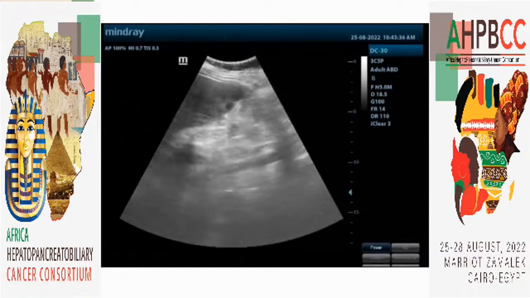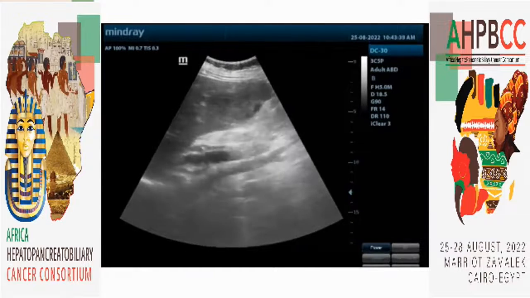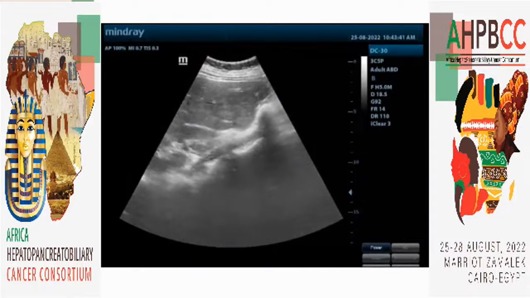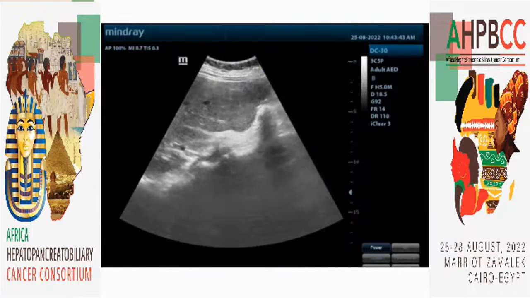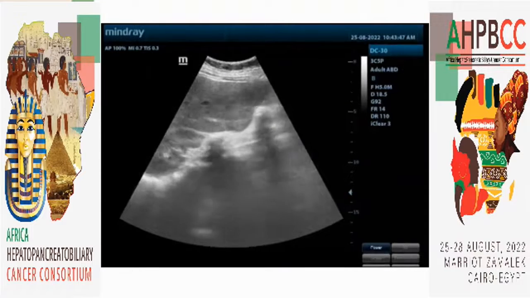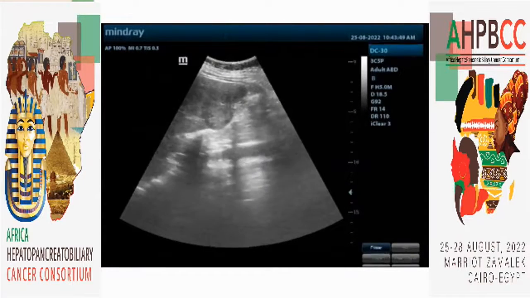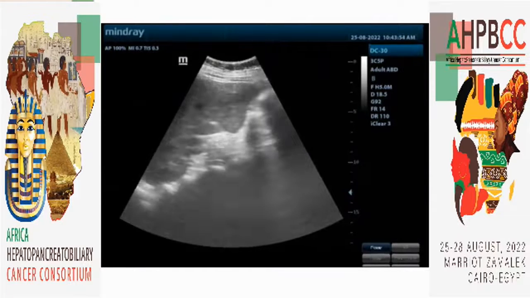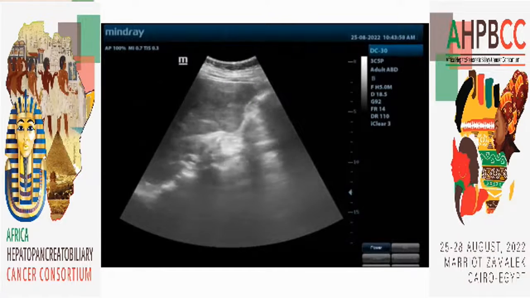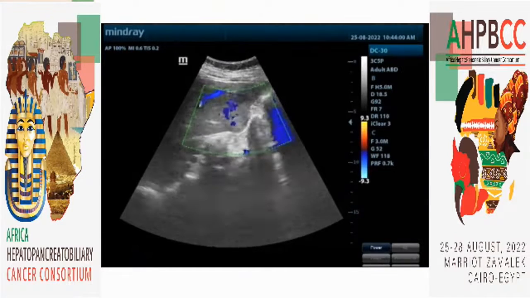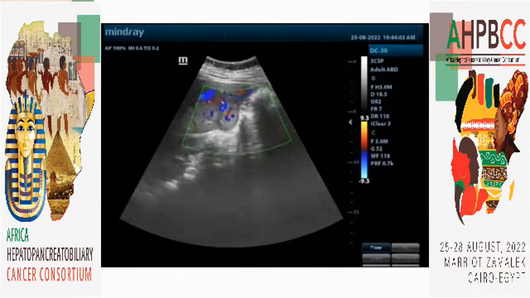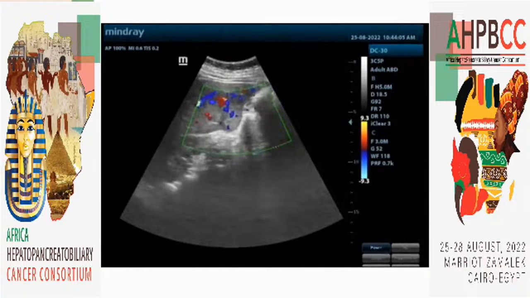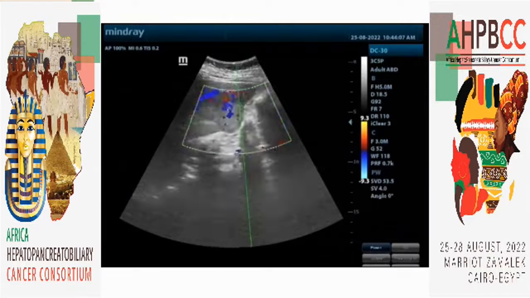In some sections it is related to the gallbladder. And it is multilobulated. Regarding its surface, it is smooth and multilobulated. Regarding its echogenicity, it is isoechoic. And on assessing the vascularity, it shows extensive intralesional vascular signals on Doppler examination.